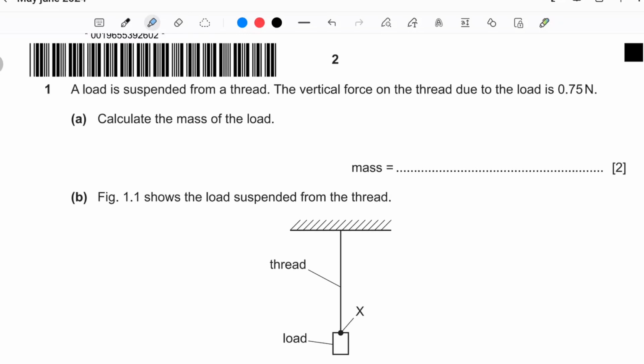The first question: a load is suspended from a thread. The vertical force on the thread due to the load is 0.75 newtons. Calculate the mass of the load. In this question we are asked to find the mass, so we know the force. So we can use this equation, where we have to rearrange to find the mass.